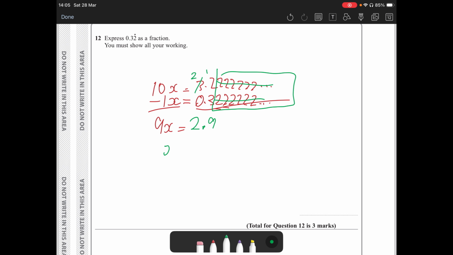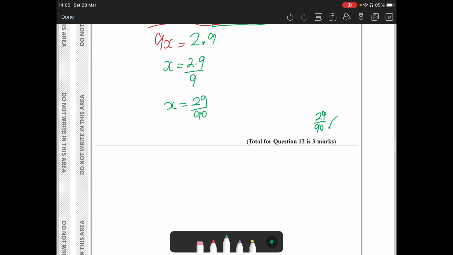So 9x is 2.9, x is 2.9 over 9. Times your top and bottom by 10, x is 29 over 90. Does this cancel out? Can we simplify this? No. 29 is a prime number, so that's as small as we can go. So 29 over 90, if you got that, well done. We love to see it.